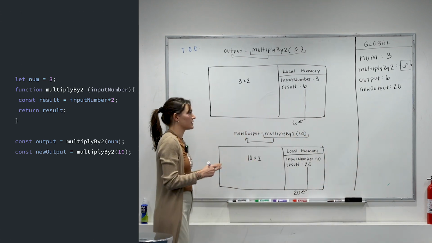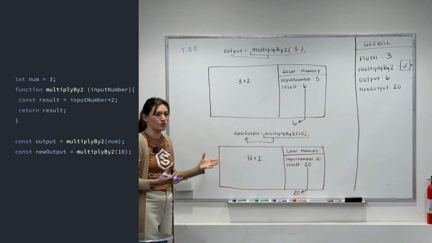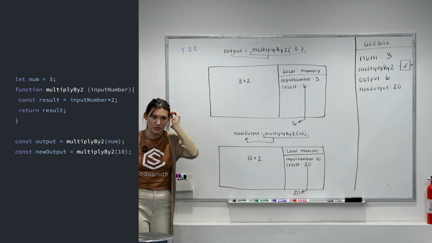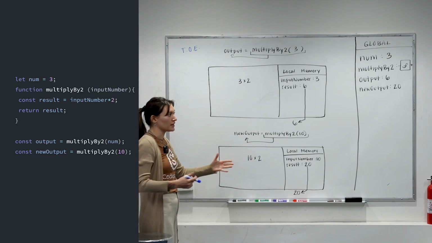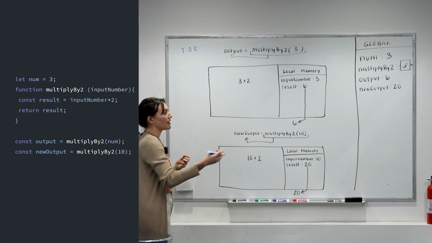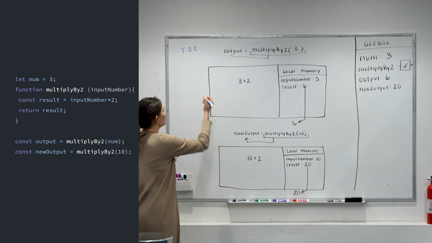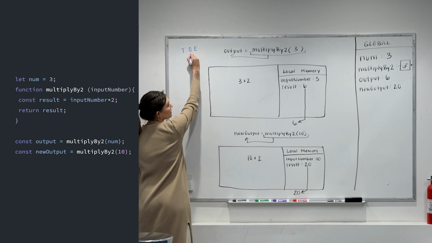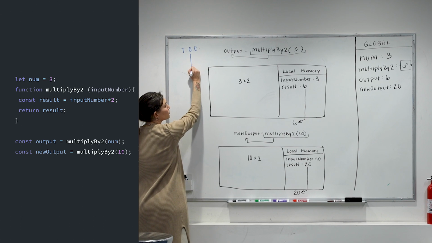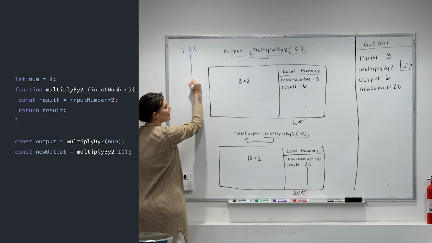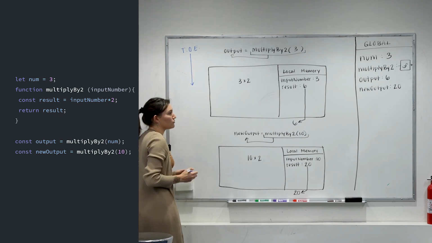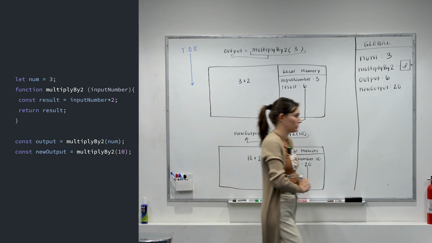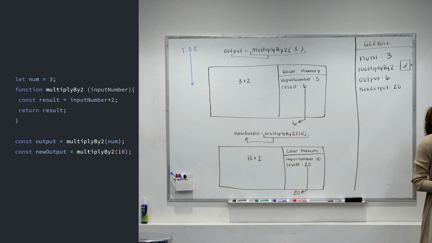So the way this works is that the thread of execution starts out in the global execution context, and it starts working its way through our code. So it sees at the top here, we are declaring this variable num, assigning it the value of 3. We're declaring multiplyBy2. Cool, cool, cool. We declare output. And then it sees that we invoke multiplyBy2, and we're passing in num.